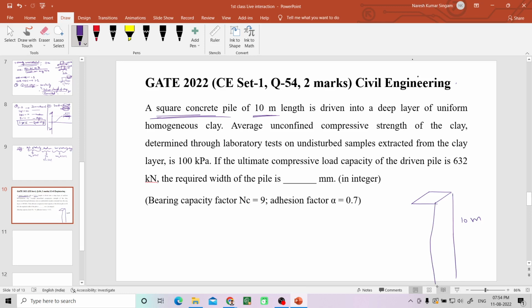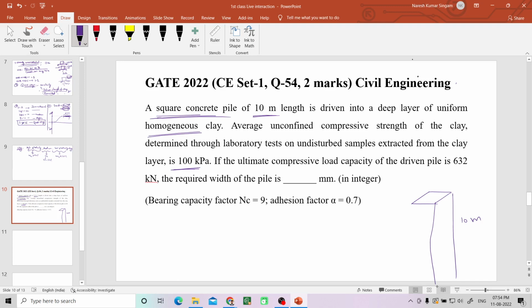of uniform homogeneous clay. The average unconfined compressive strength of the clay, determined through laboratory tests on the undisturbed sample extracted from the clay layer, is 100 kPa. If the ultimate compressive load capacity of the driven pile is 632 kilonewton, the required width of the pile is how many mm? It should be an integer.